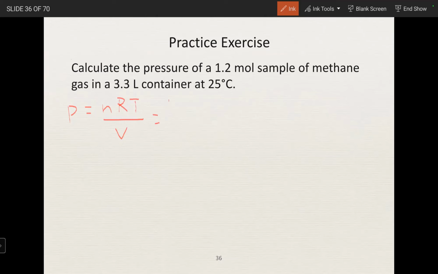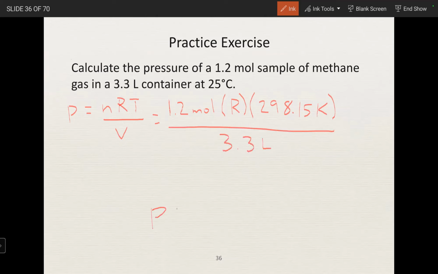So when we go to plug it in, 1.2 moles of this substance, so methane, but it doesn't actually matter for these gases what substance it is, at least for this type of calculation. And then again, I'm just going to do R rather than writing out 0.08206. Temperature, still got to convert it to Kelvin, so 298.15 instead of 25, and then we'll have 3.3 liters here. So when we actually solve for this one, 2 sig figs again, we're going to have a pressure of just under 9 atmospheres, so 8.9 there.